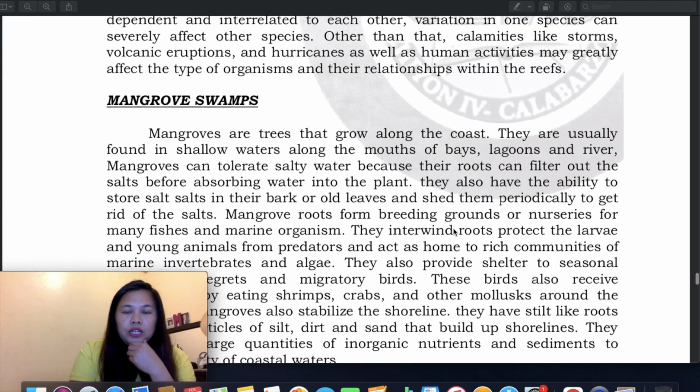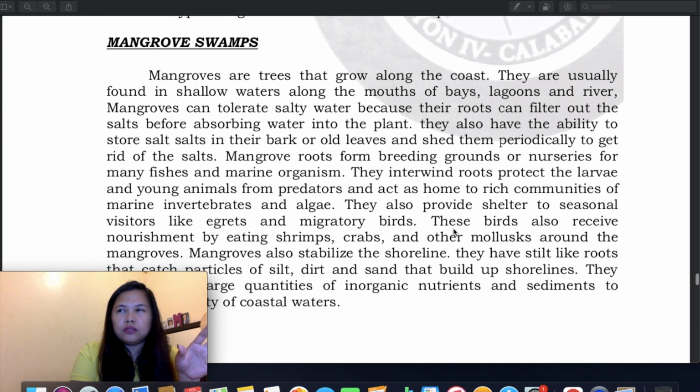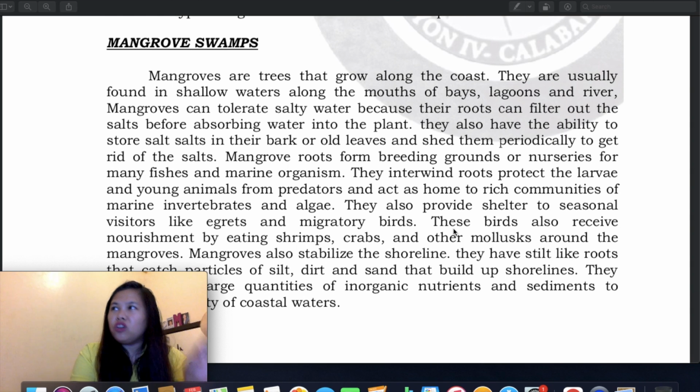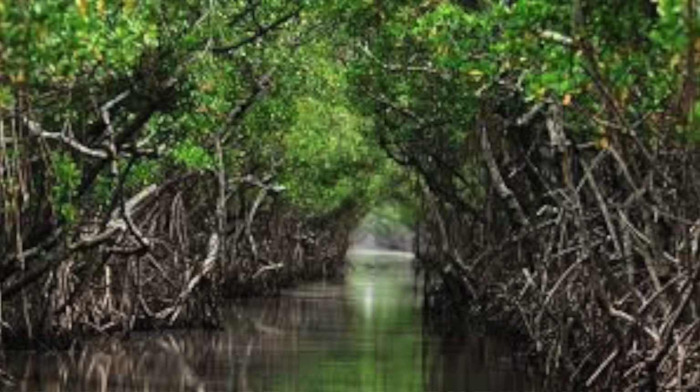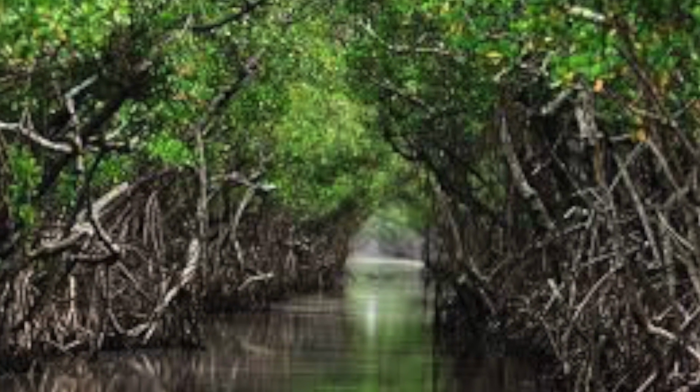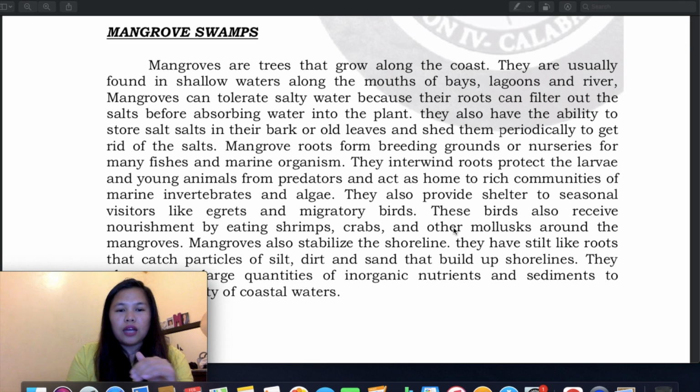Okay, the third ecosystem, the mangrove swamps. Same din siya sa corals na I know na hindi rin kayo familiar nito. Okay, so mangrove swamps, ano siya? Type of ecosystem na mga trees, pero nasa swamps area siya. Dito, kadalasan makikita nyo yun sa mga pelikula din na nandun yung mga snakes, crocodile, nandun. So, napaka-delikado siya kasi marami din siyang mga animals na nasa ilalim ng mangroves.